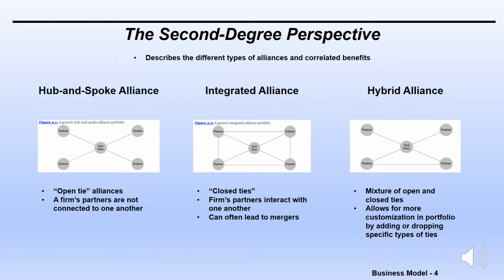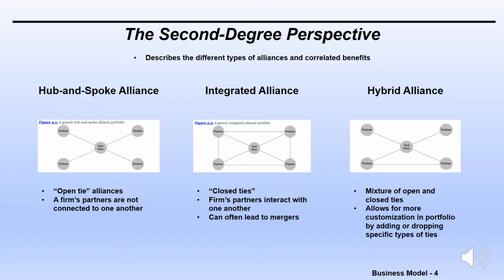The second degree perspective is a mindset that is useful in understanding the alliances, the partnerships, and most importantly, the different portfolios and types of alliances and partnerships. The first one is the hub and spoke alliance. This alliance, which can be seen on the slide, is an alliance that has an open tie relationship with the companies that it's involved with.